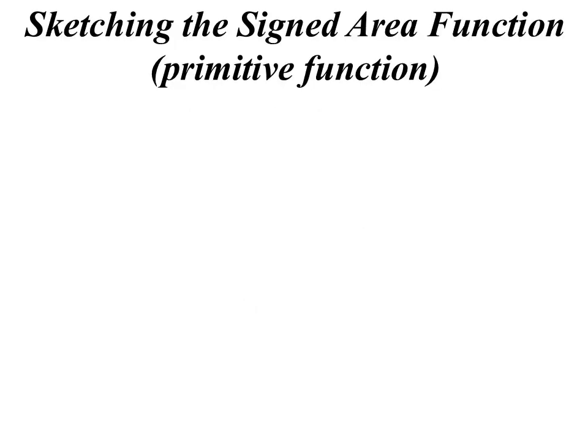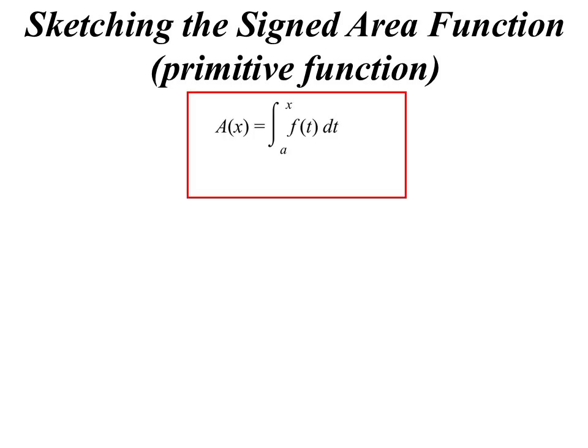There's this thing called sketching the signed area function, which is a really fancy name of saying, hey, let's draw the primitive function. This is the area function. This is what we've been looking at. We're saying that the area would be the integral going from a to x. Now when we did it we said from 0 to x, but a could be any number.